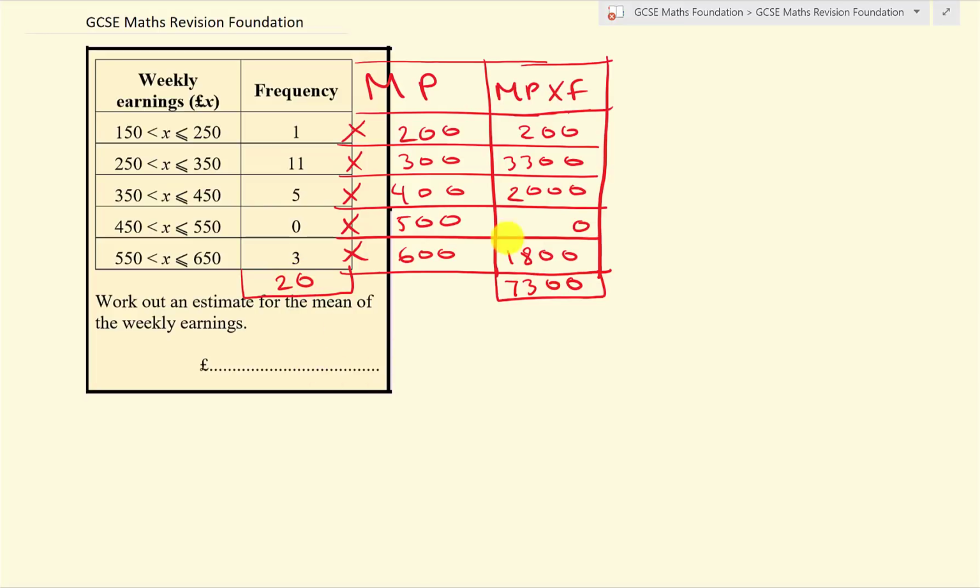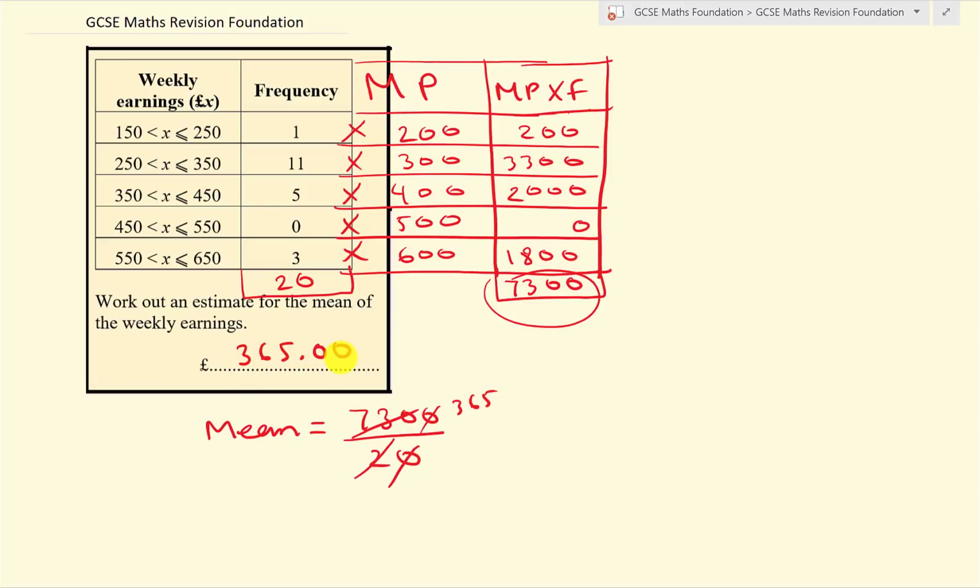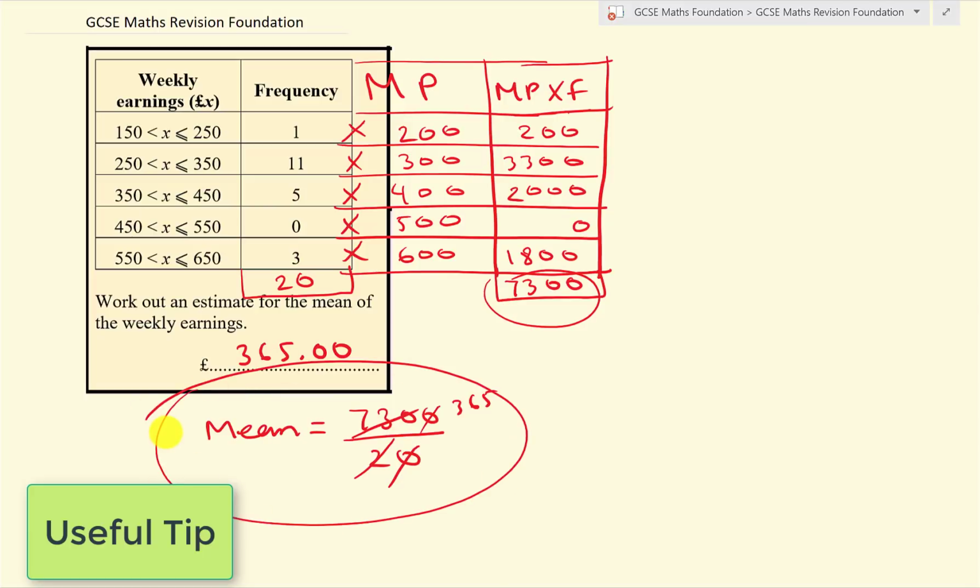Now to find the mean, we need to divide 7,300. So the mean is going to be 7,300 divided by 20, divided by 10 top and bottom, 730 over 2, which is 365. So the answer is £365. So the estimate for the mean weekly earning is £365. Make sure you show this little working out here, because that is your mark. You'll get the working out mark for this.